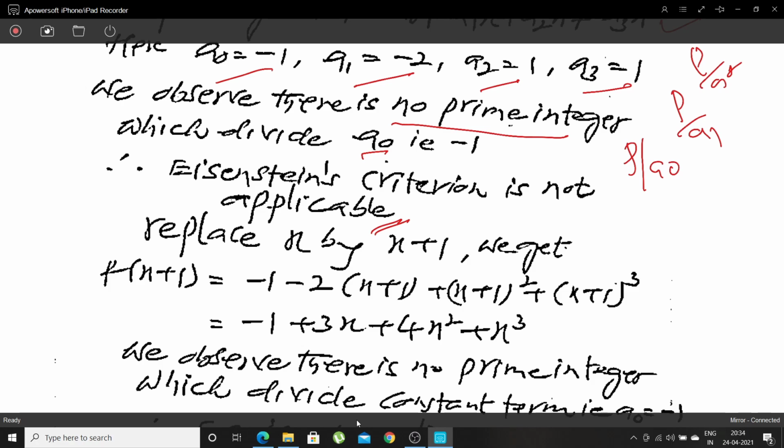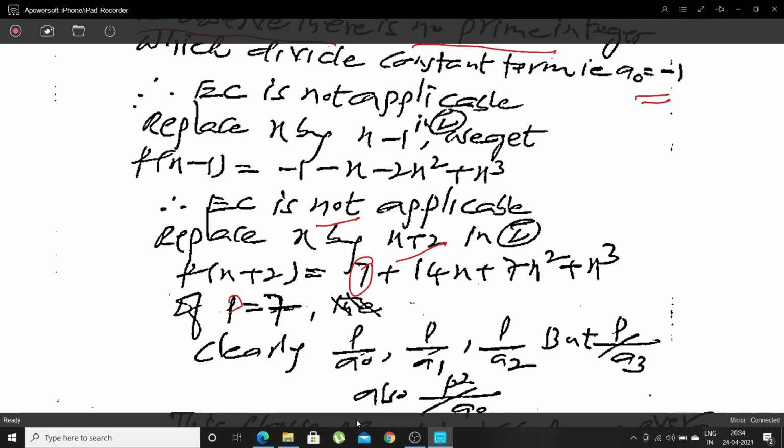What to do? We have to go for the higher one. That means replacing x by x plus 2. Here, the constant term is 7. That means I have to take the prime integer 7. If it is 2, I have to take 2. If it is 5 here, I have to take 5. If it is 7, I have to take 7.